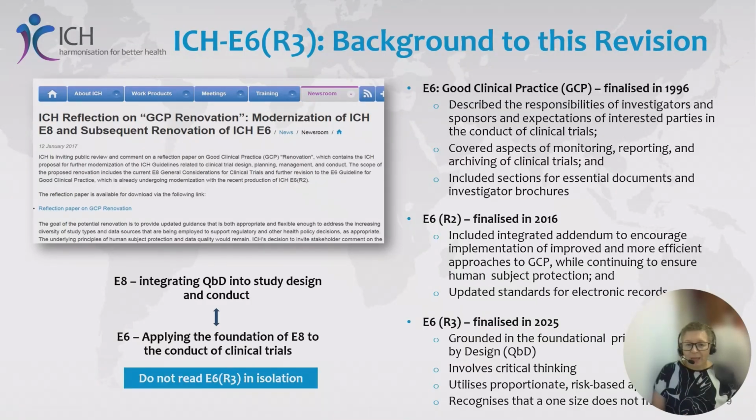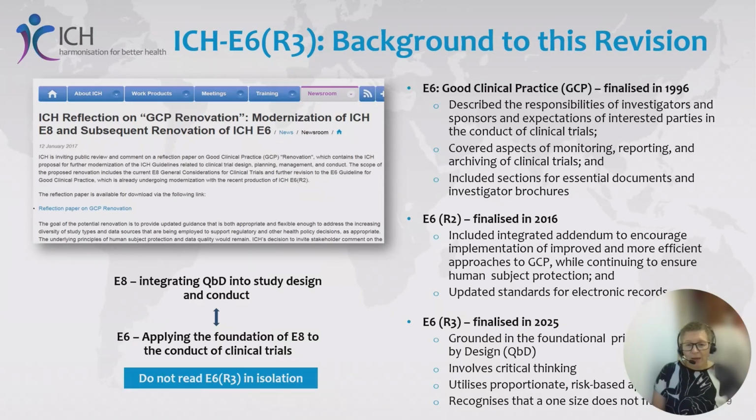And one thing to take note here is it wasn't just E6 that was revised, but also E8. So E8 used to be called General Considerations for Clinical Trials. It's now called General Considerations for Clinical Studies, and it brings in a wider type of study, so not just interventional clinical trials that we see in E6R3.